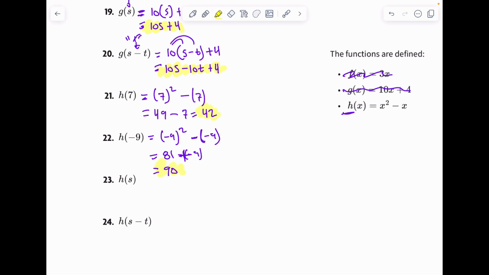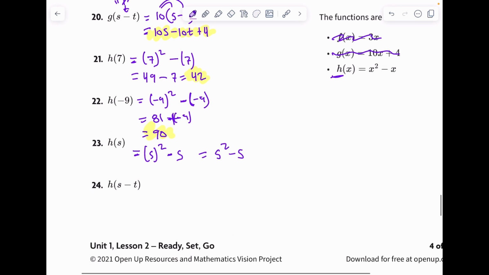42, 90. Okay, now h of s. Same concept. This is s squared minus s. Okay, it's equal to just s squared minus s. That's all you can do. You can maybe factor this out as s times s minus 1. Both of them are acceptable answers.